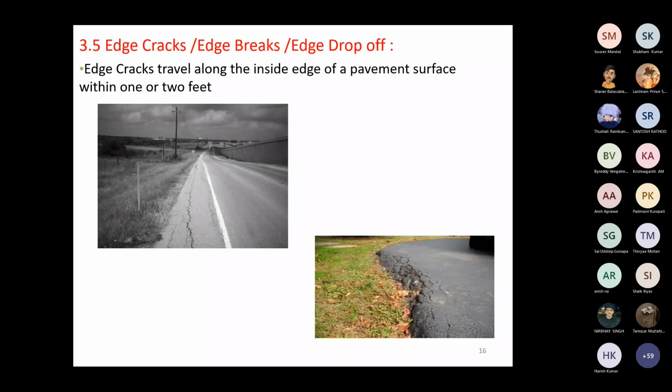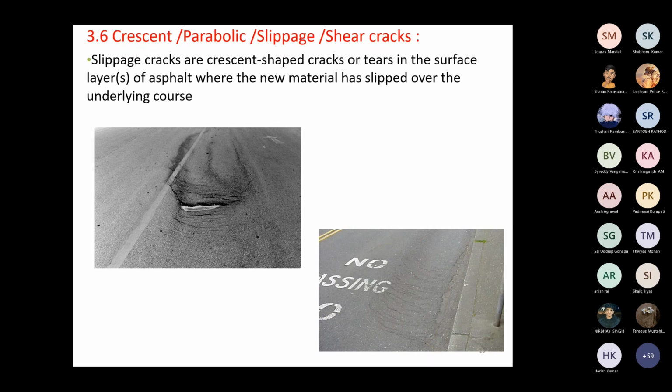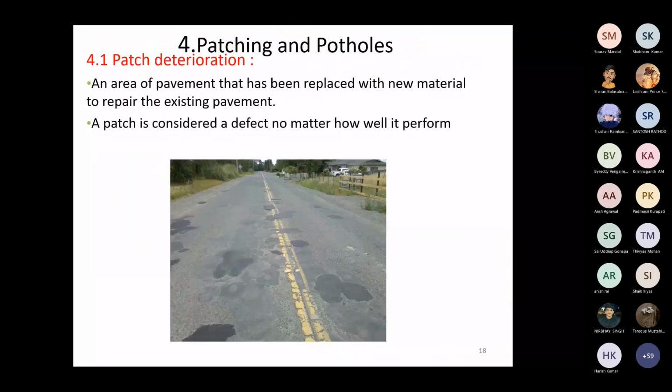Edge cracks occur at the edge of the pavement, either if it is not compacted properly or due to vegetation and poor shoulder condition. Crescent, parabolic or slippage or shear cracks are when the new material has slipped over the underlying layer, that is, if proper bonding is not there or if the material is very loose.